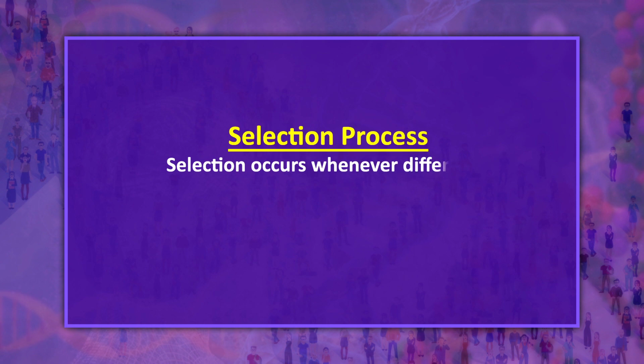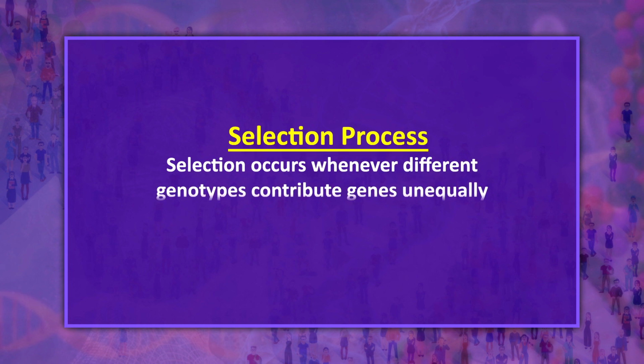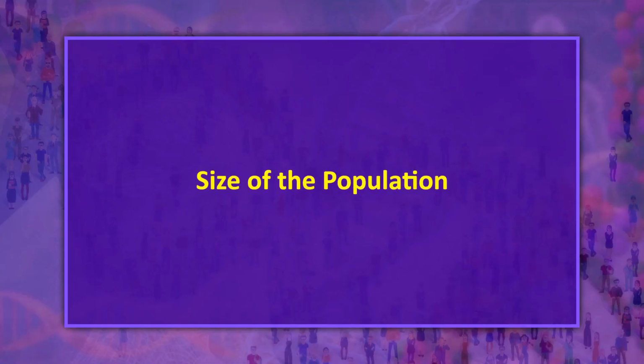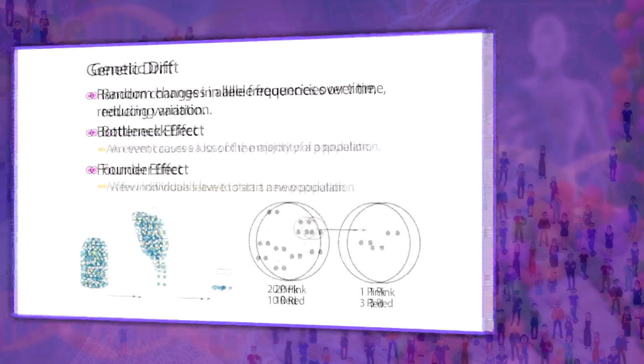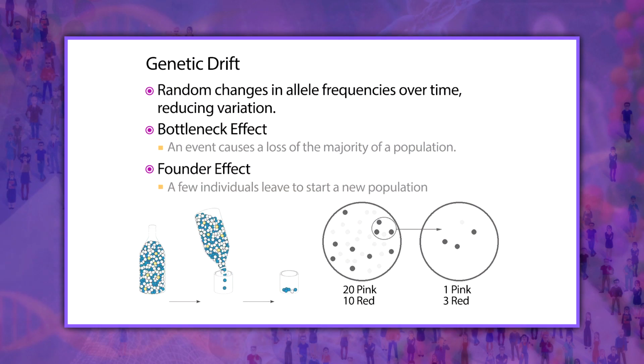Selection occurs whenever different genotypes contribute genes unequally to the next generation. This is the most important and most frequent departure from equilibrium conditions. Small population size can lead to a random alteration in the allele frequencies, which can be attributed to the sampling effect known as genetic drift. When alleles are found in fewer copies, sampling effects are significant.